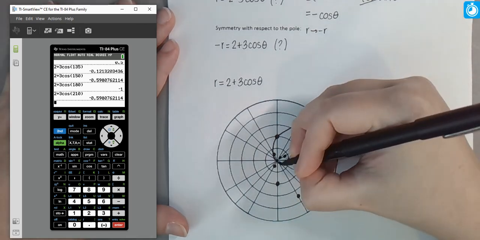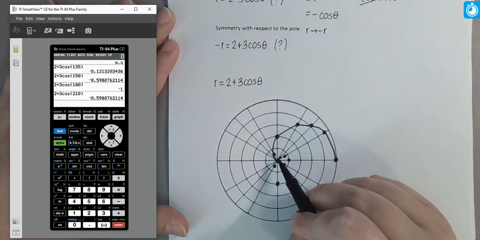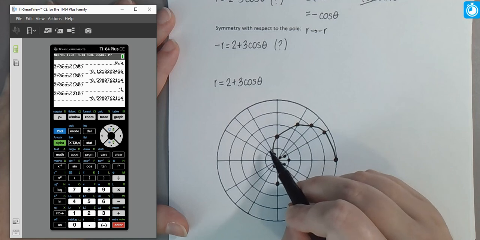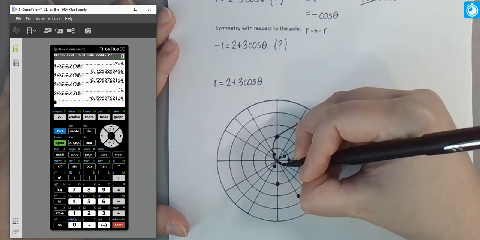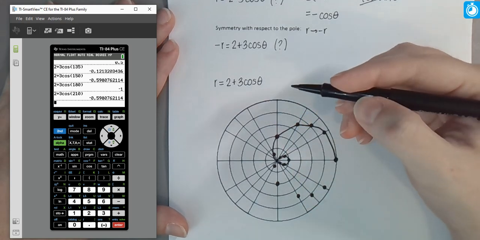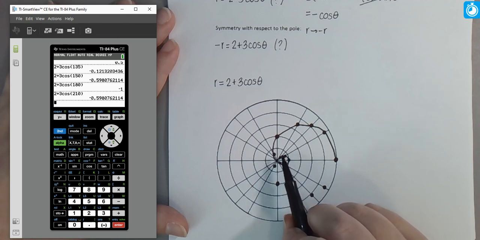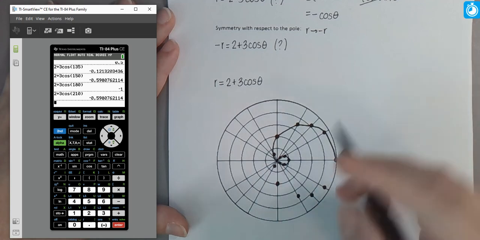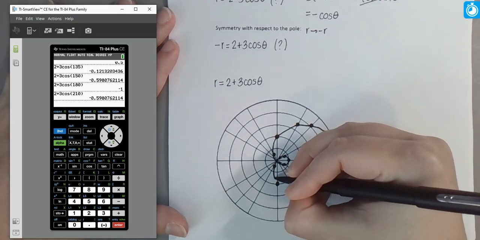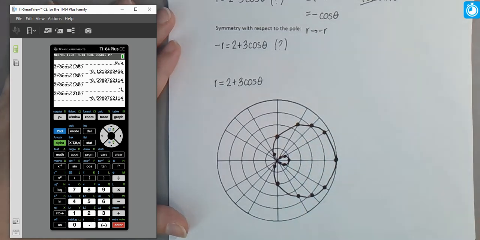So you'll notice there is very definite rotation here. We go all the way around, we pass through the pole somewhere between 120 and 135 degrees, and then we continue rotating and we create a loop. In this graph, we create a loop. So once we get to 180 degrees, we've drawn half of the loop. Once we continue rotating, we complete the loop, come back to the pole, and then rotate outward again. And so this is going to be our graph.